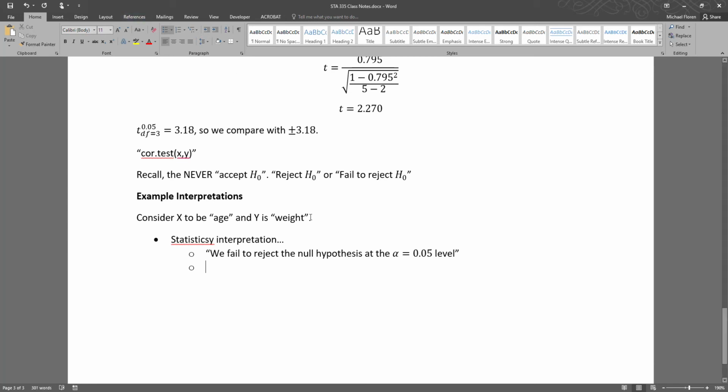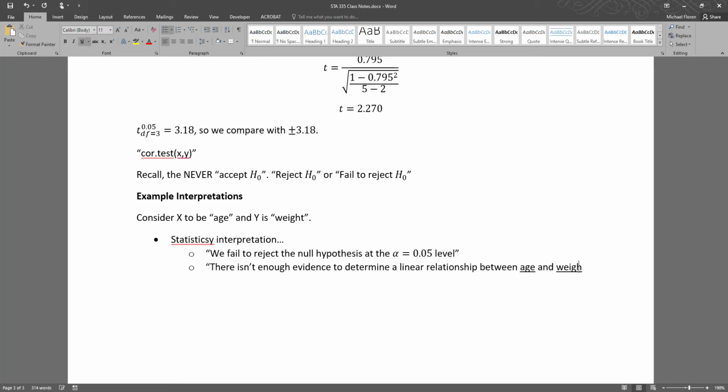Note that in this interpretation, we're not talking at all about the context. We're not talking really about the strength of the variables or anything like that. We're just saying that it didn't meet this particular threshold and leaving that information there. Perhaps a slightly better and more standard statistics interpretation. This is very standard, but again, rather dry. Something that would be better, but still more statistics-y than practical, is saying that there isn't enough evidence to determine a linear relationship between age and weight.